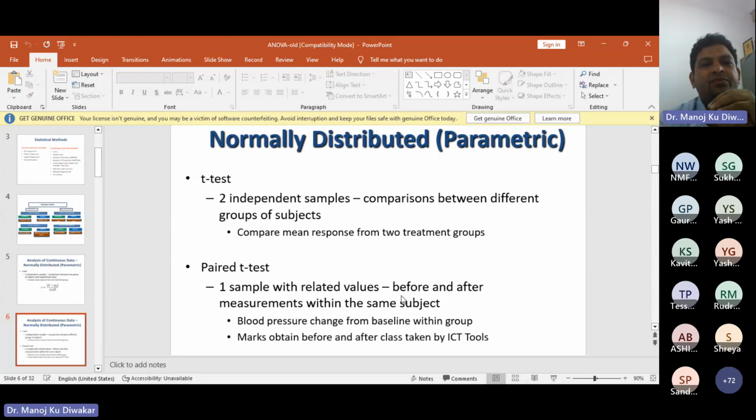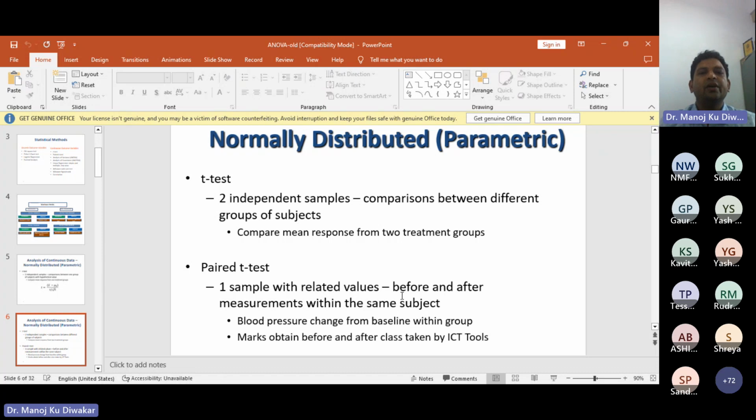Okay, after that we will talk about this, my next slide: normally distributed data means you will be going to apply the parametric methods. In the t-test we will again talk about the two independent samples. Two independent samples means you can take your research on males and females, or two different locations, and these should be independent samples. So it is a comparison between different groups of subjects.